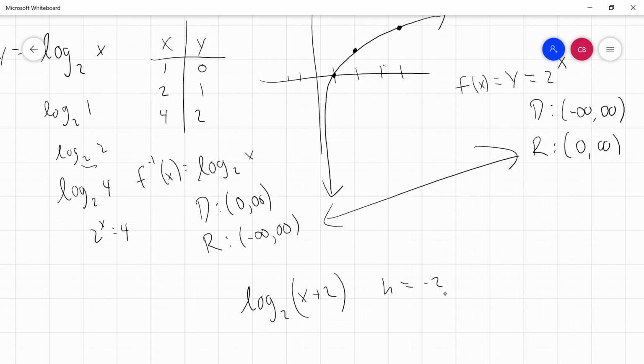So we're going to go 1, 2. We have an asymptote this way. And so our asymptote is now at x is equal to negative 2. And therefore our domain is from negative 2 up into infinity. And our range stays the same. Okay, so there's that.